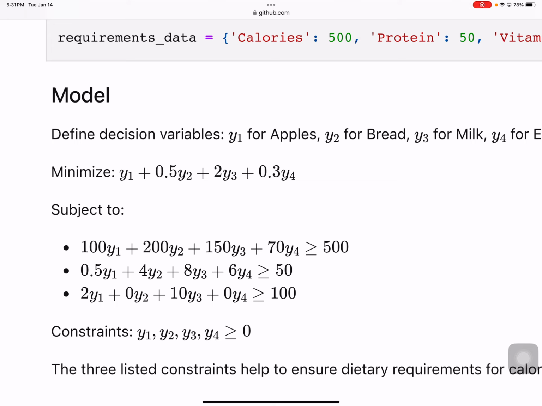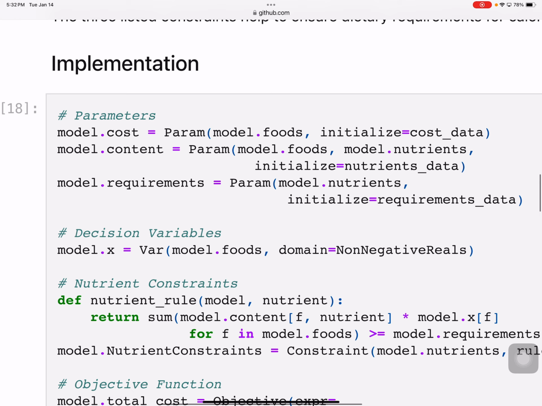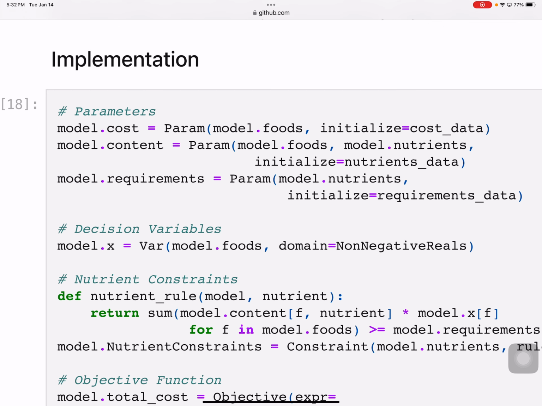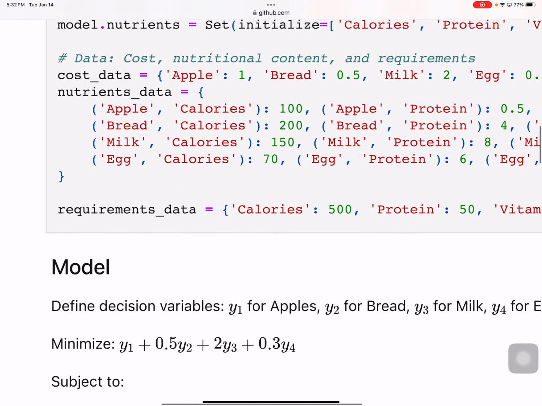And this is the model we had in class. The objective is to minimize the total cost. The constraints are to satisfy each of the nutrient requirements. So how do you implement this model? After we defined the data using dictionaries, you can define parameters in Pyomo. For each of these parameters, you need to index them by the sets you already defined. All the variables and the parameters are indexed by sets. For example, the content is indexed by foods and nutrients. It's the same index you used for defining the nutrient data here. It has two indexes, the apple and calories.